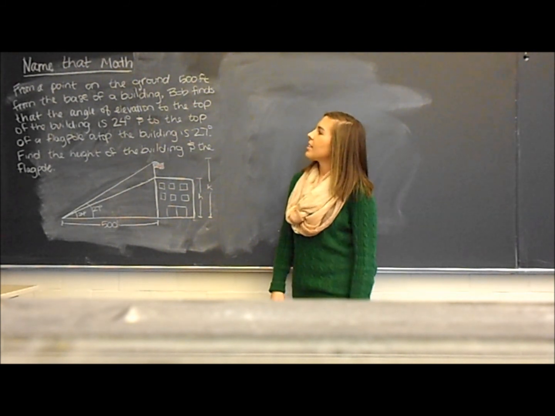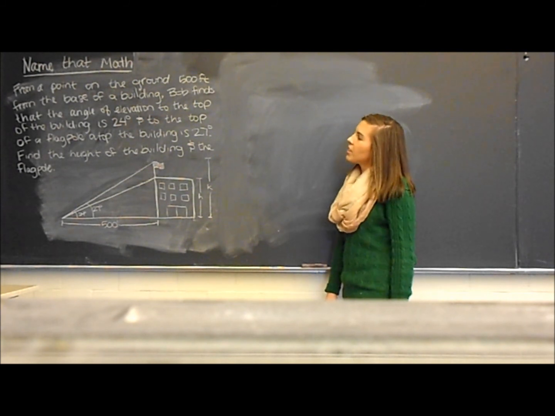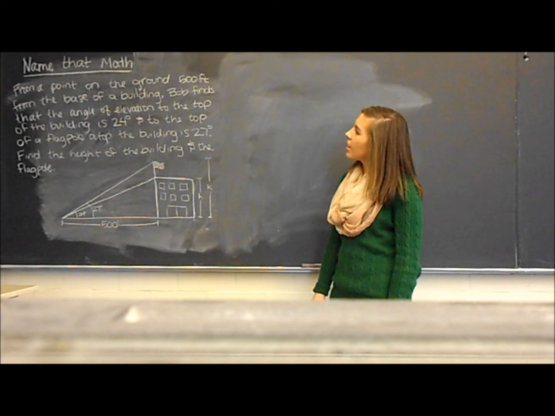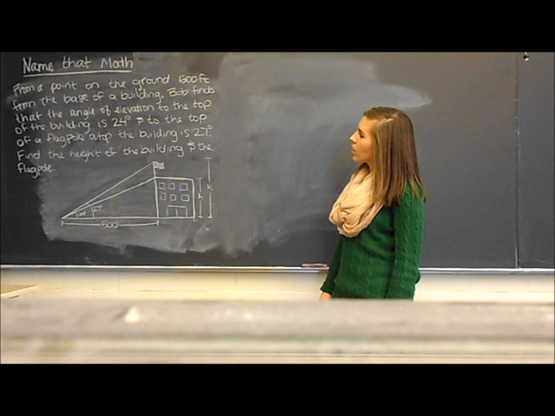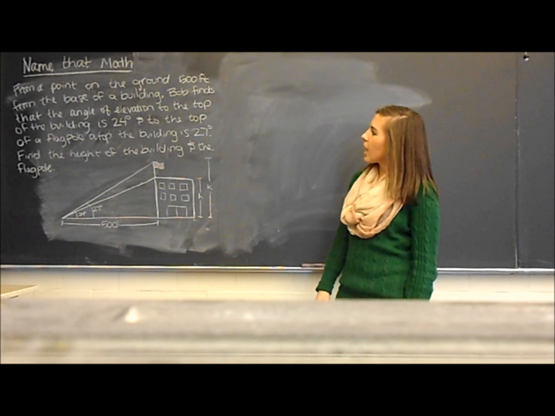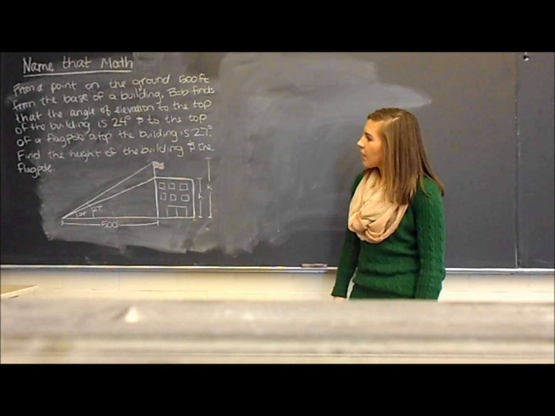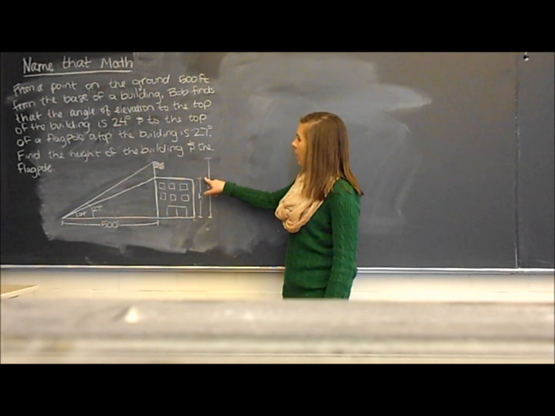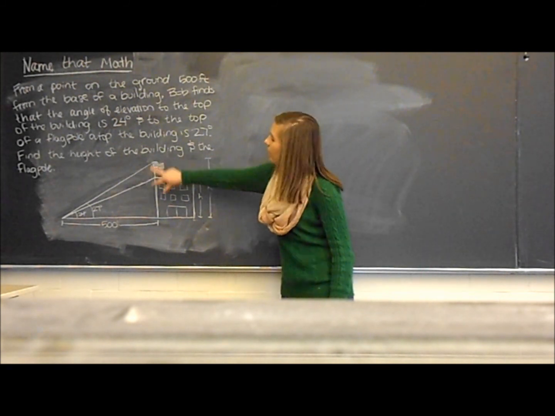Our problem today is, from a point on the ground 500 feet from the base of a building, Bob finds that the angle of elevation to the top of the building is 24 degrees, and to the top of a flagpole at the top of the building is 27 degrees. Find the height of the building, h, and the height of the flagpole, so from here to here.